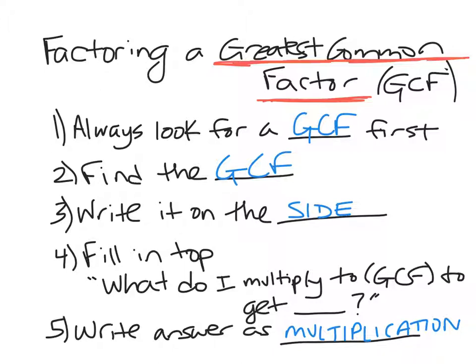Then we're going to find the GCF, write it on the side of the box, and fill in the top by asking the question, what do I multiply to my GCF to get blank? And that blank is just filled in with whatever is on the inside of the box. And our last step is to rewrite our answer as multiplication.